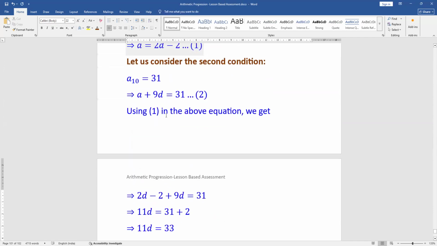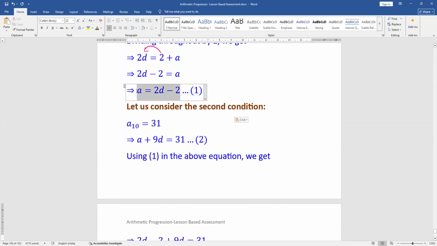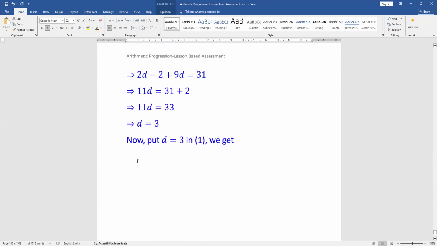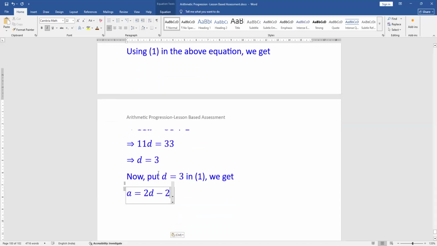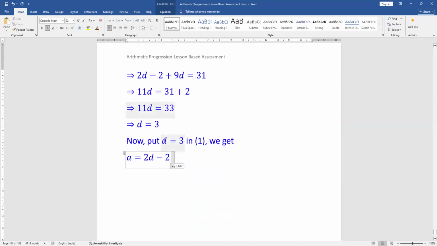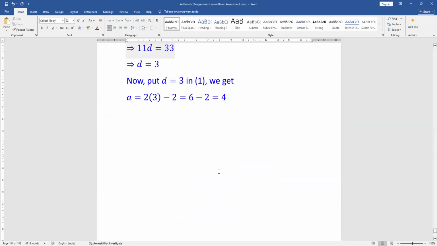We get, so I copy equation 1 over here. And then for the D value, you replace it with 3. So that means 2 times 3 is 6, minus 2 is equal to 4. So that means we got the value of A as 4.